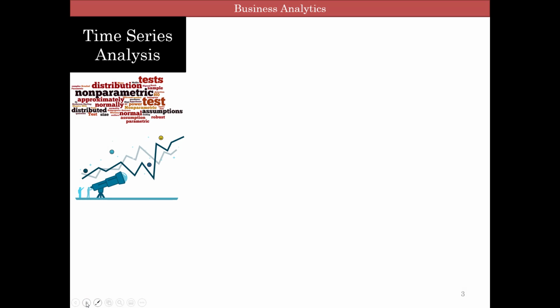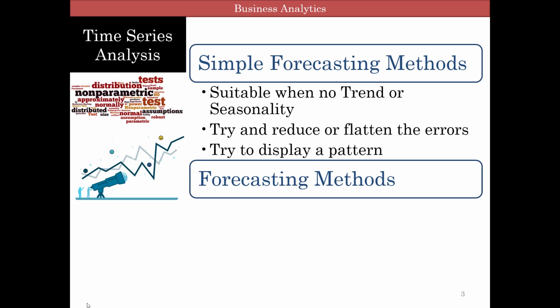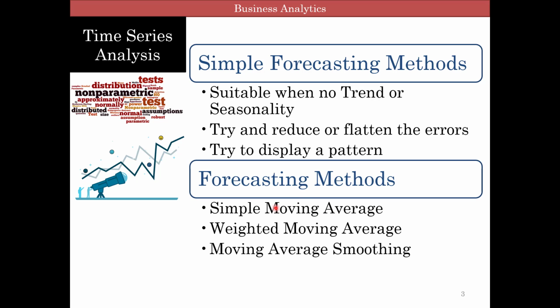So in this lecture, we're going to look at very simple forecasting models. They're suitable when no trend or seasonality is available. The basic idea is that we're going to try and reduce and flatten the errors and display patterns. Sometimes it is useful when there is a trend, because you can flatten the up and down fluctuations and tease out the actual trend. The forecasting methods we're going to discuss are simple moving average, weighted moving average, and moving average smoothing.